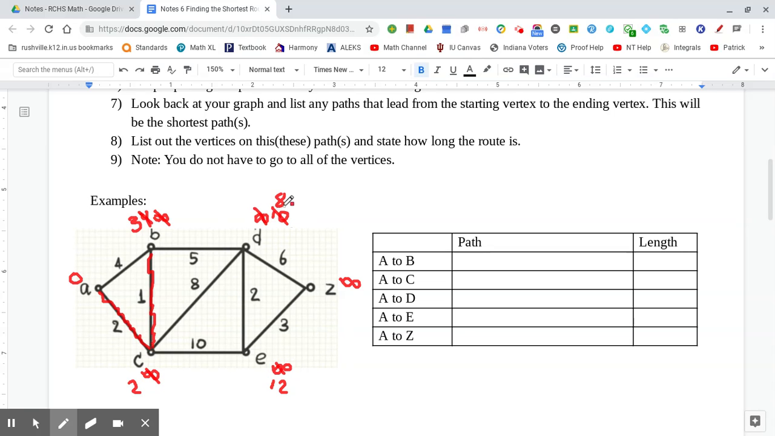D has been crossed out. We have an 8. We're going to compare those two. Which one's smaller? We have 8, we have 12. This one's smaller. So how did we get this number 8? Well, we went A, C, B, and then B would lead us to the D. So I'm going to go ahead and darken that edge.